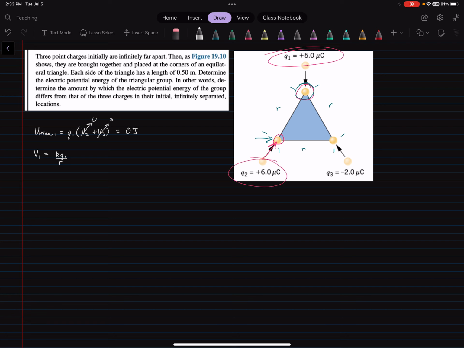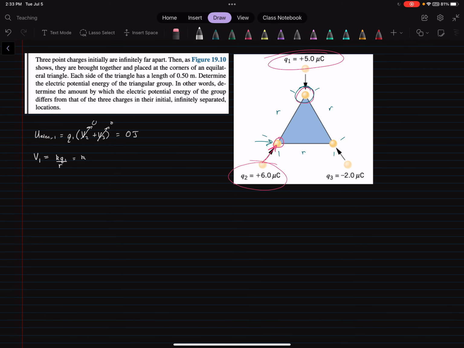All right. And that is equal to, we know what K is, 8.99 times 10 to the 9th newton meters squared per coulomb squared, times the charge Q1, which is 5 times 10 to the -6, because microcoulombs, and then divided by ½ meter. And that's going to be equal to a positive 9.0 times 10 to the 4th volts. All right, joule per coulomb.